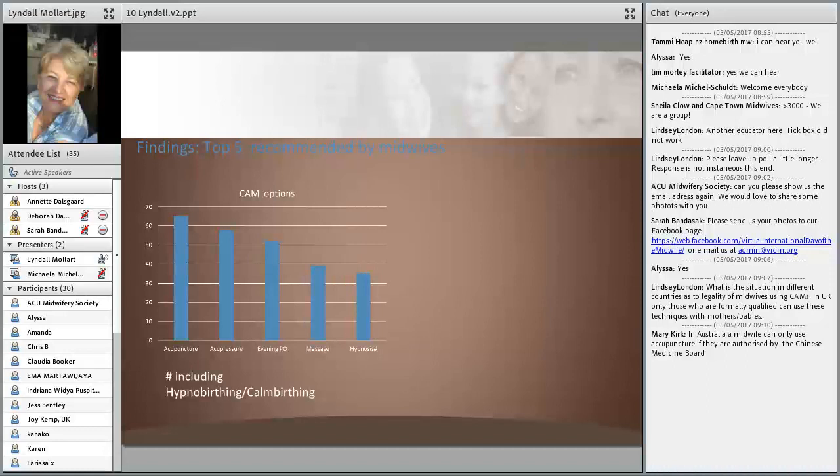So as you can see, the top five complementary therapies recommended by midwives for women who are experiencing a post-date pregnancy was acupuncture, followed by acupressure at 58%, raspberry leaf, that's a typo, it should actually be raspberry leaf rather than evening primrose, my mistake, at 52%, massage at nearly 39%, and then hypnosis, calm birthing or hypnotherapy at 35.7%.